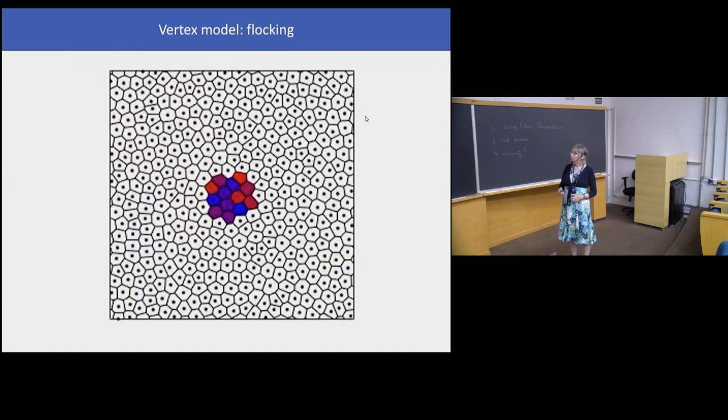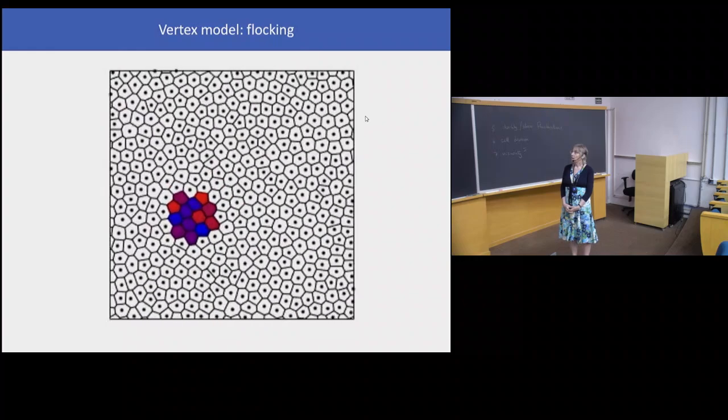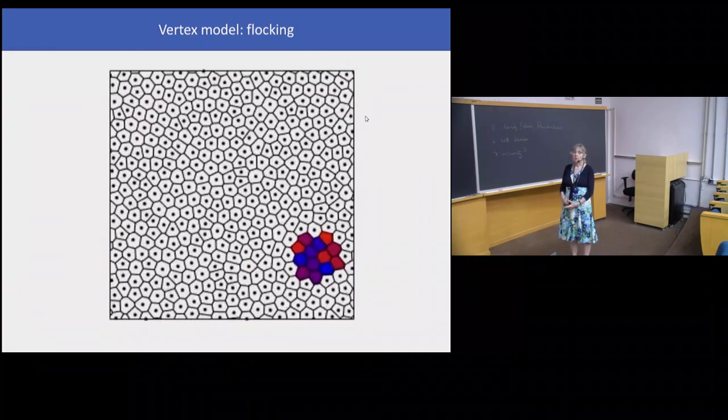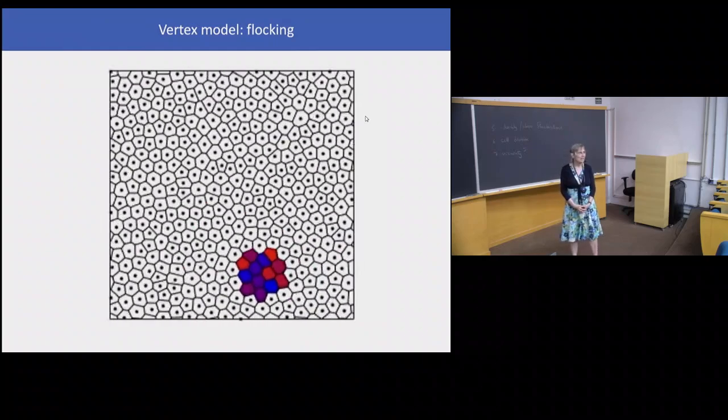You can also get flocking if you put the active force on in a way which tends to pull these things in the same direction.